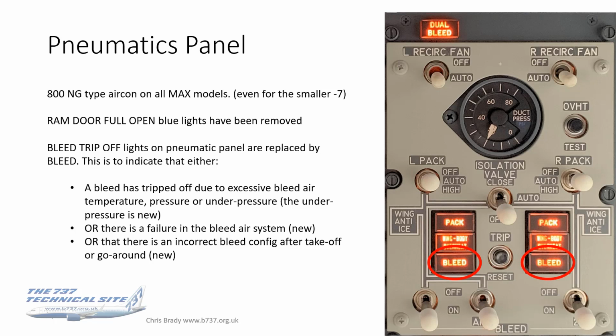So what bleed now tells you is that a bleed is tripped off due to either excessive bleed air temperature, excessive bleed air pressure, or under pressure. Now, under pressure is a new one. Again, that's something the ISC provides. Or that there's a failure in the bleed air system, which by that, it probably means the ISCs, or that there's an incorrect bleed configuration after takeoff or go around. So again, it's smart enough to know that you've not configured the panel correctly, and it will alert you.